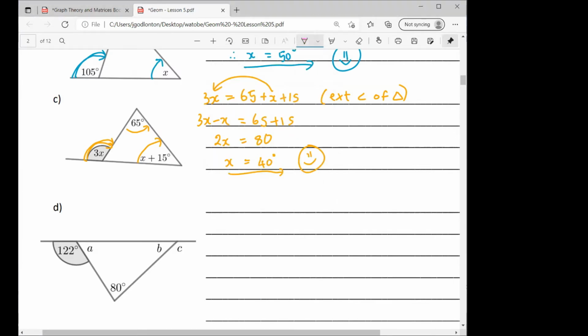Don't panic. Remember, there are always different ways of doing anything. So look for something that you feel comfortable doing and start there. Lots of different ways to answer this question. You could start with B, you could start with A. The only one you wouldn't be able to start with is C.